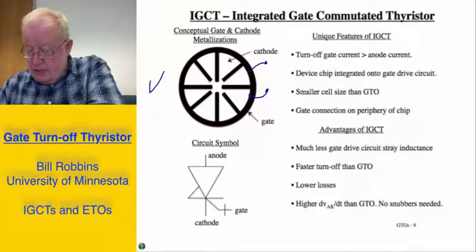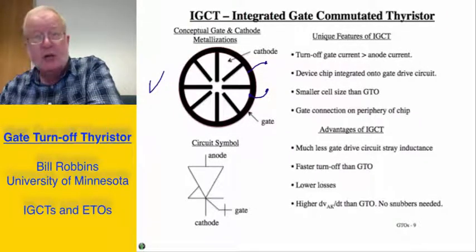The advantages of this particular arrangement are much less gate drive stray inductance, so that we have a very rapid rate of rise of the negative gate current. Faster turnoff than the GTO, overall lower losses because of the shorter turn on and turn off times, and a higher dV/dt rating than the GTO. And in particular, in general, no snubber circuits are needed with the IGCT.